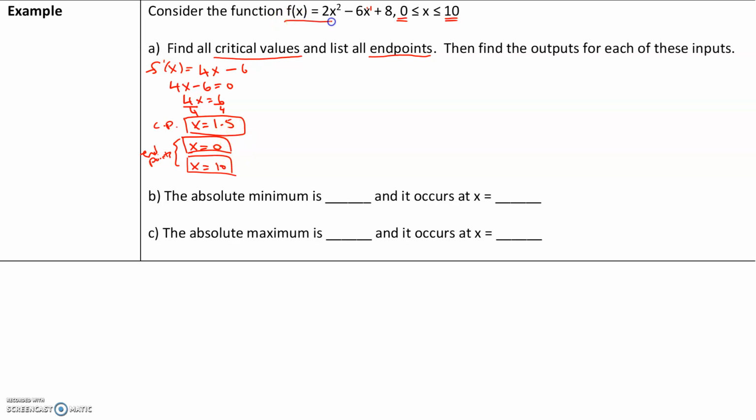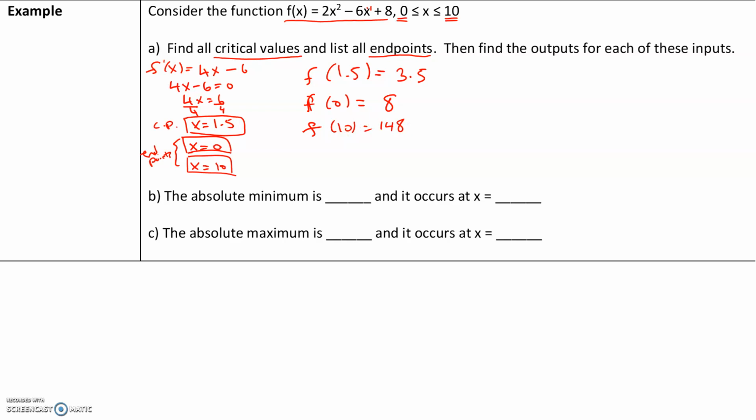So remember, you can use Desmos, put in f of x equals 2x squared minus 6x plus 8, and then put f of 1.5. F of 1.5 will give you 3.5. Then put f of 0. F of 0 will give you 8. Then put f of 10. F of 10 will give you 148.